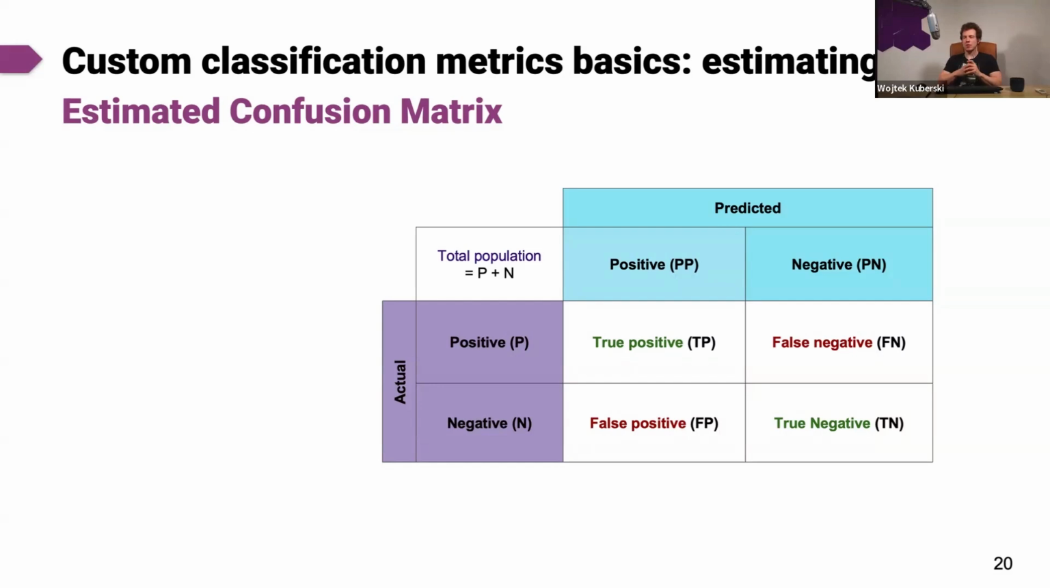So let's start with the actual confusion matrix. I'm going to be using binary classification here as an example, but the same exact algorithm actually works for multi-class, just the engineering implementation is different. That's why we have a different metric definition.